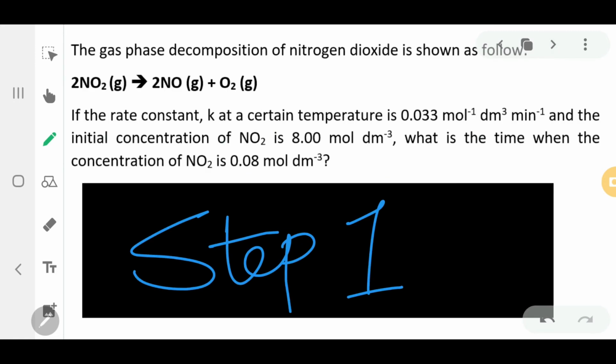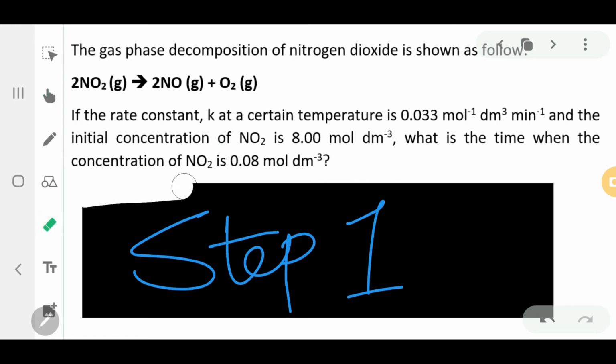Okay, so the next one, we have the gas phase decomposition of NO2 gas to produce 2NO gas plus oxygen gas. If the rate constant K at a certain temperature is 0.033 mole per decimeter cubic per minute and the initial concentration is given, what is the time when the concentration of NO2 has reached 0.08 mole per decimeter cubic?